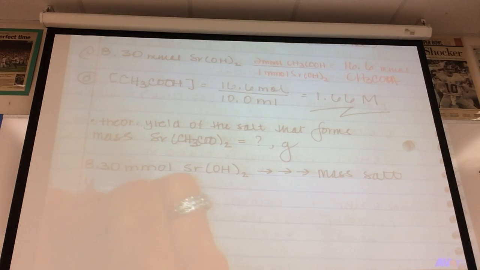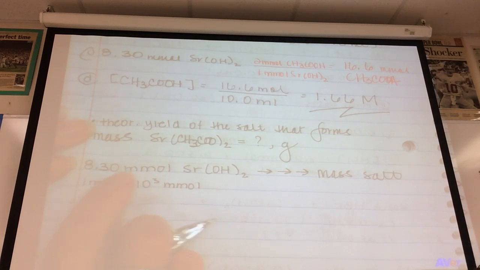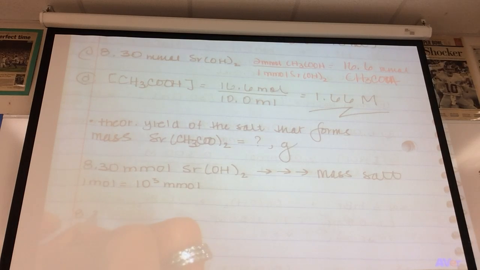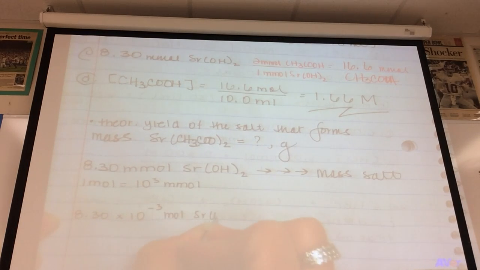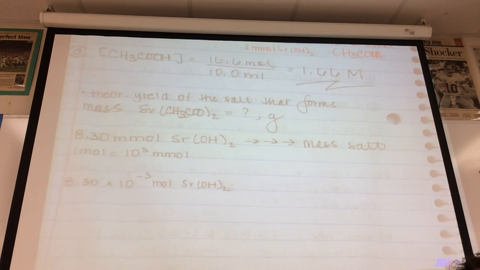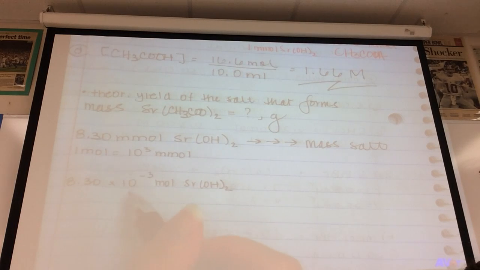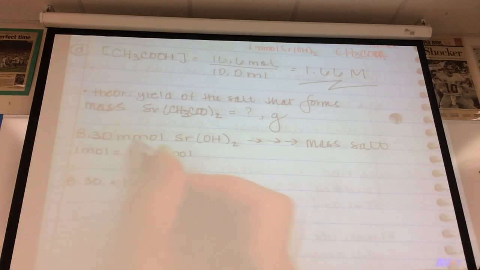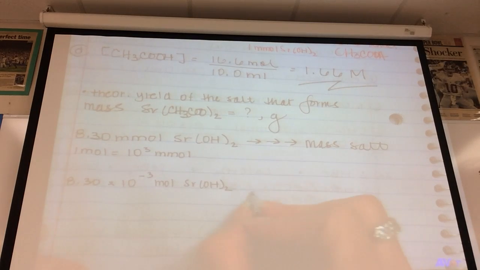I know that 1 mole is equal to 10 to the third millimoles. So if I'm going from millimoles to moles, I divide by 1,000. So that means I have 8.30 times 10 to the negative third moles of base. I divided by 1,000, or multiplied by 10 to the negative 3. You're going up the scale, so make sure the number is getting smaller.